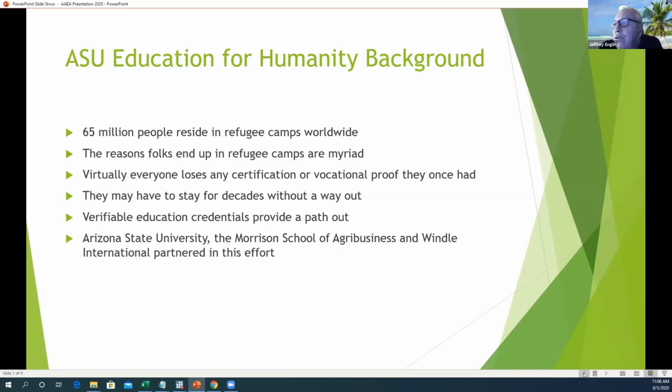And it would be through the Morrison School of Agribusiness. And the NGO which is pioneering this is Wendell International. So the three of us worked together to create a class and see if it would work. So this was the pilot.